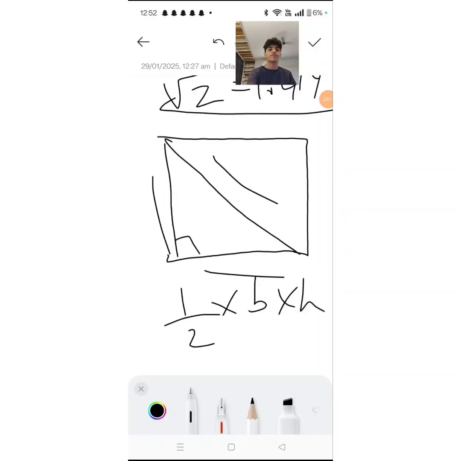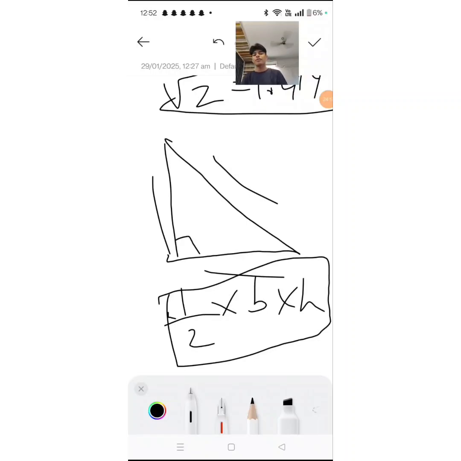Have you ever wondered why the formula is half into base into height? The reason is that it's just half of a rectangle. If I draw this and complete it, it's basically a rectangle, right? If I take this and divide it like this, it's just a right angle triangle. But ultimately, it's a part of the rectangle, so it's just half of the area of the rectangle.